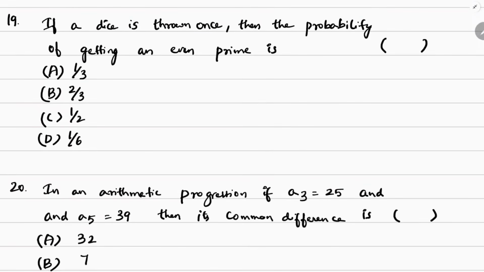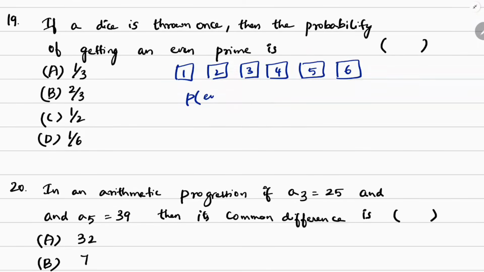If a die is thrown once, so the possible outcomes are like 1, 2, 3, 4, 5, 6. The probability of getting an even prime. See, even prime we have only 1, that is 2. So the answer is 1 by 6. So the correct option is D.